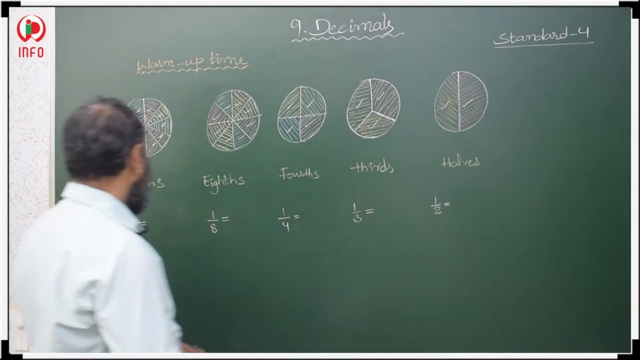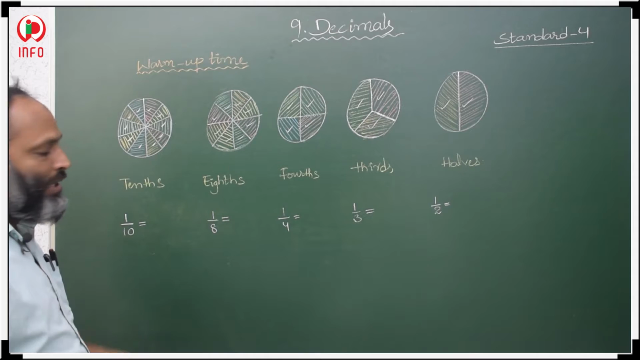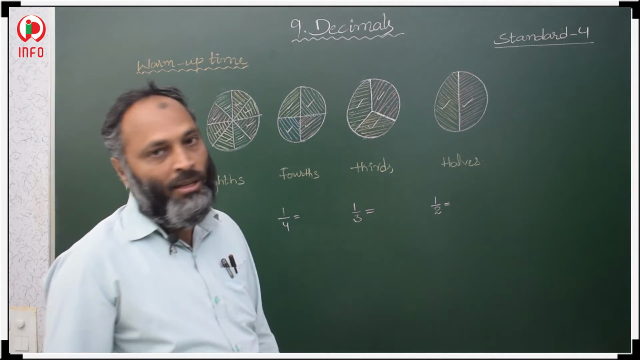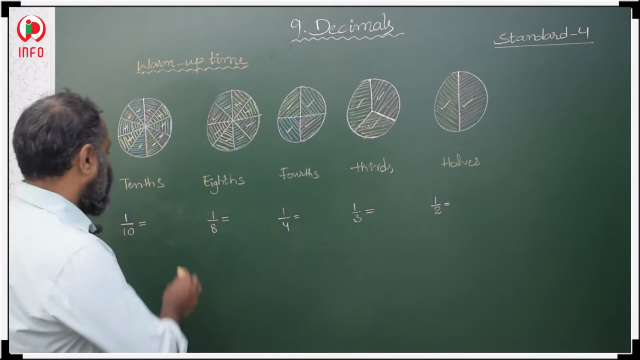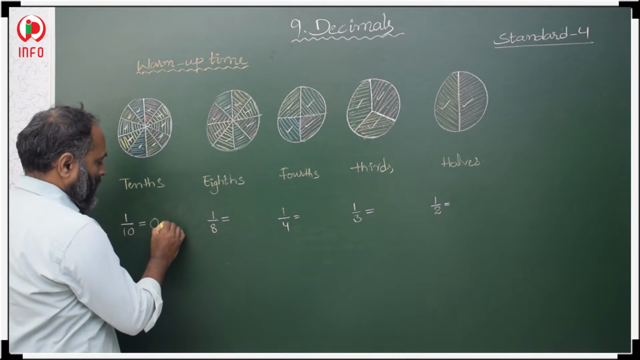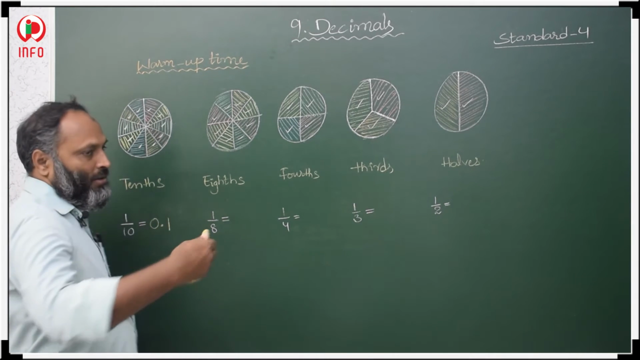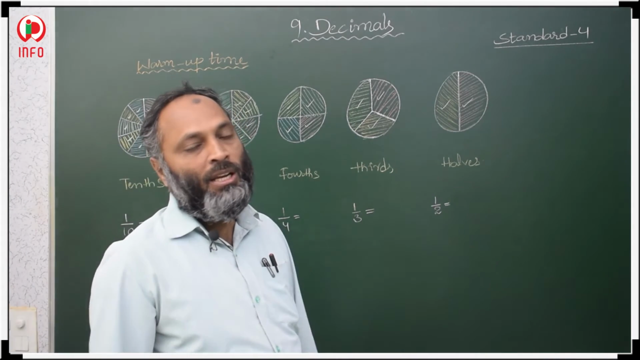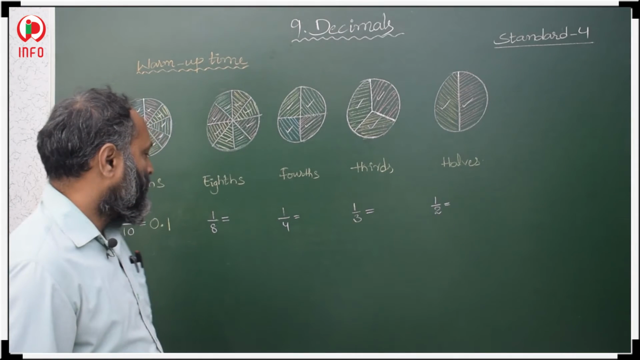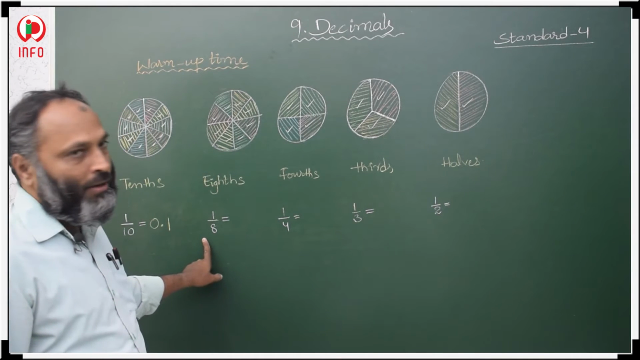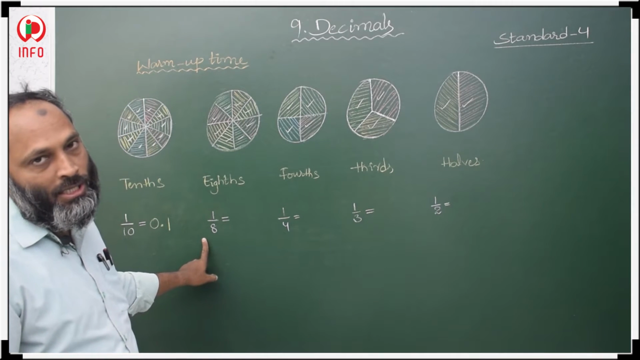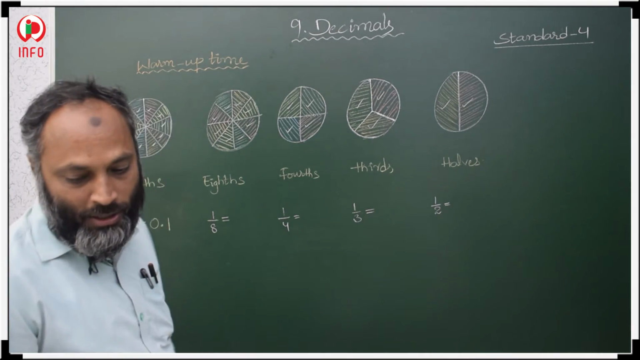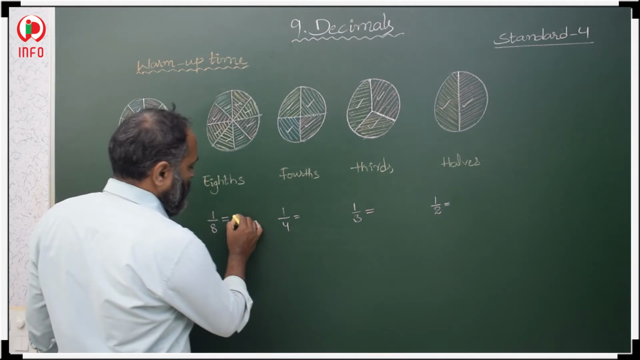Then what is the decimal? So, 1 by 10th, if you convert 1 by 10th to a decimal, how is it? It is equal to 0.1. How is it 0.1? After this we are going to discuss how to convert a fraction to a decimal. Okay. 1 by 8, how much is it? 0.125.